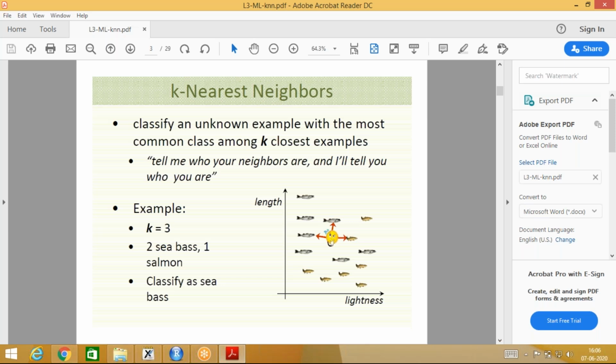Sea bass is one kind of fish, salmon is another kind of fish. They have measured the length of those fishes and also the lightness, the weight of these fishes. And in this XY plane, they have plotted that at this point there is one sea bass, and there is another sea bass here. So they have just plotted the sea bass in this XY plane.